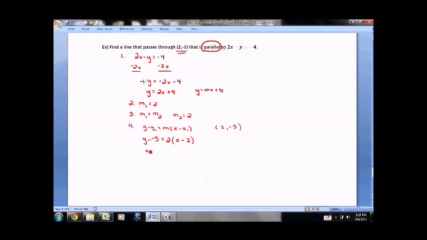So we're going to go ahead and rewrite this, and you have y plus 5 equals 2 times x minus 2. Distribute your slope, or your 2, into the parentheses. So you have y plus 5 equals 2x minus 4. 2 times -2 is -4. And now you're going to subtract your 5 from both sides, and you get y equals 2x minus 9. And this is, in fact, the new equation of your line that passes through the point (2, -5), but that is also parallel to the line 2x minus y equals -4.